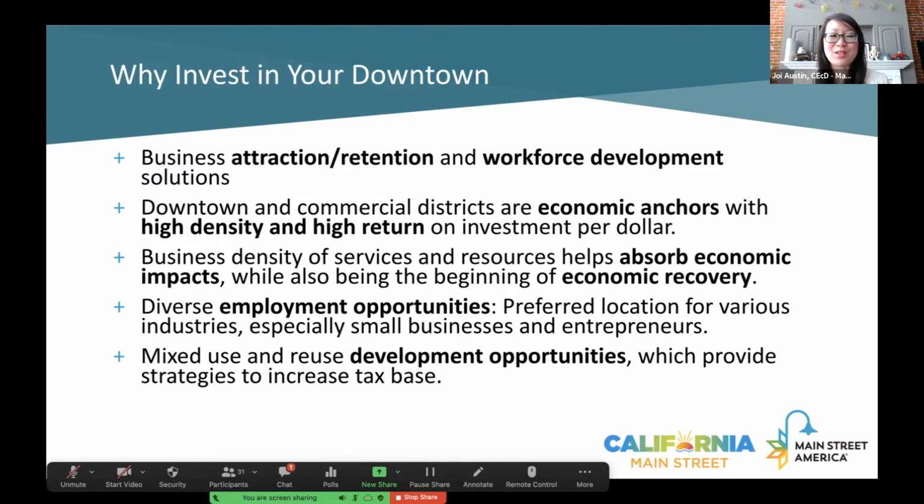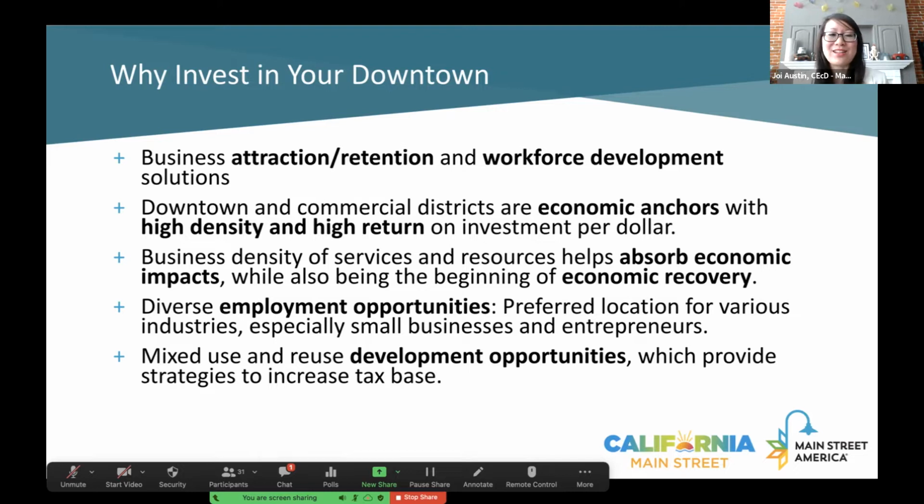There's that density of services and resources that helps absorb economic impact. And as we could tell after coming out of a lot of the pandemic recovery efforts, our downtown districts really are the beginning of our economic recovery. So it's really important to invest in our downtowns.